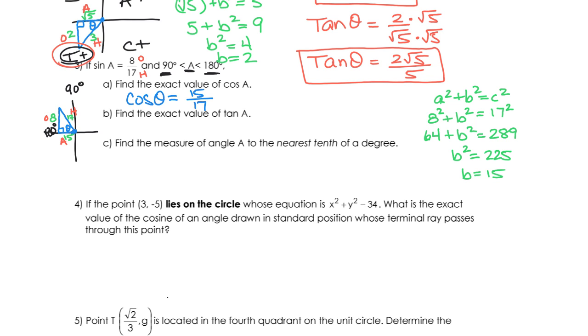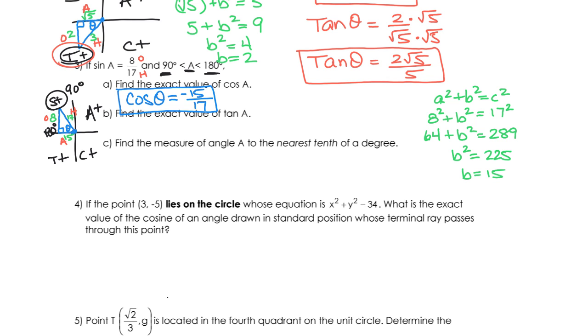And now before I box that up, I have to check my signs. So we have All Students Take Calculus. And so we realize that sine theta is the only positive one. And so we're going to need to add a negative in to make our fraction negative. And there's part A.